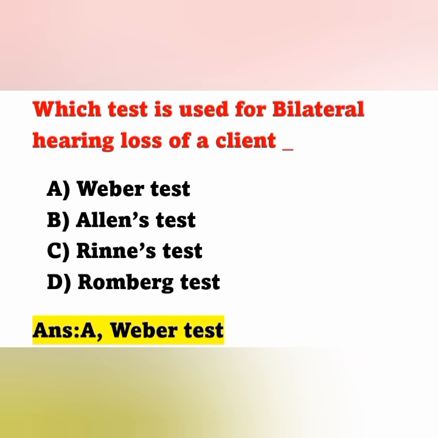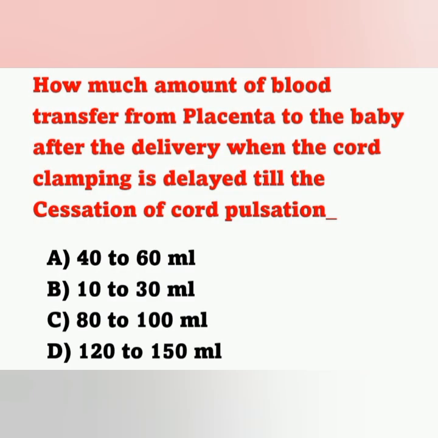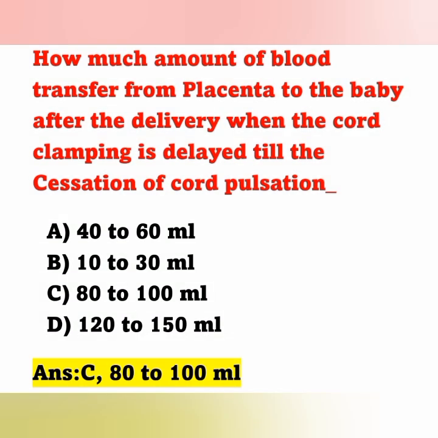And the next question, how much amount of blood is transferred from placenta to the baby after the delivery when the cord clamping is delayed till the cessation of cord pulsation? Options, option A 40 to 60 ml, option B 10 to 30 ml, option C 80 to 100 ml, and option D 120 to 150 ml. After the delivery, when the cord clamping is delayed, about 80 to 100 ml of blood will transfer from placenta to the baby. Okay, so answer is option C 80 to 100 ml.